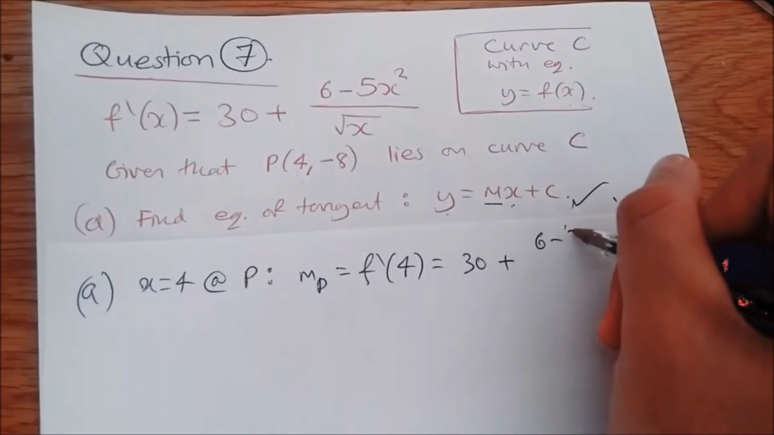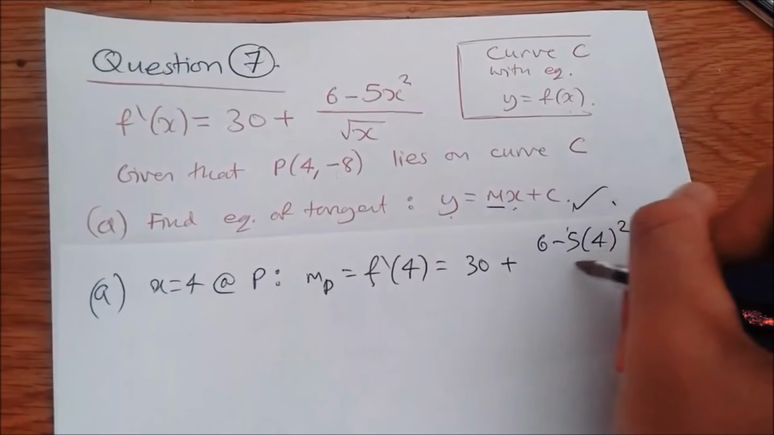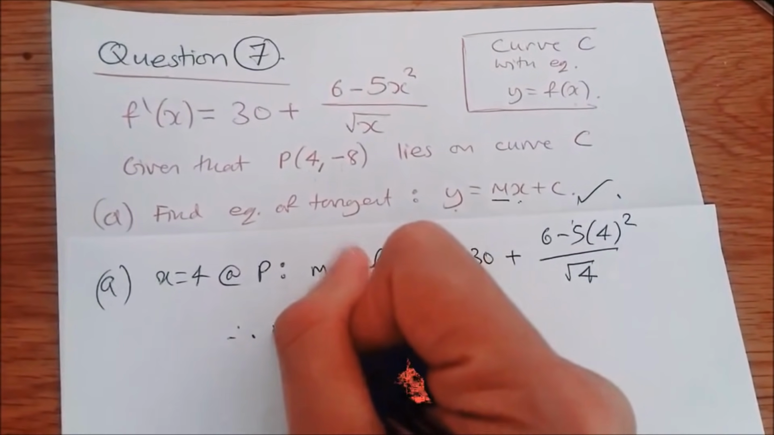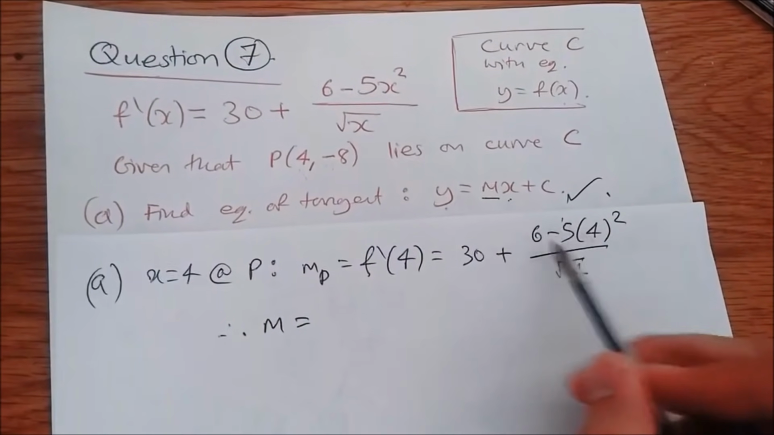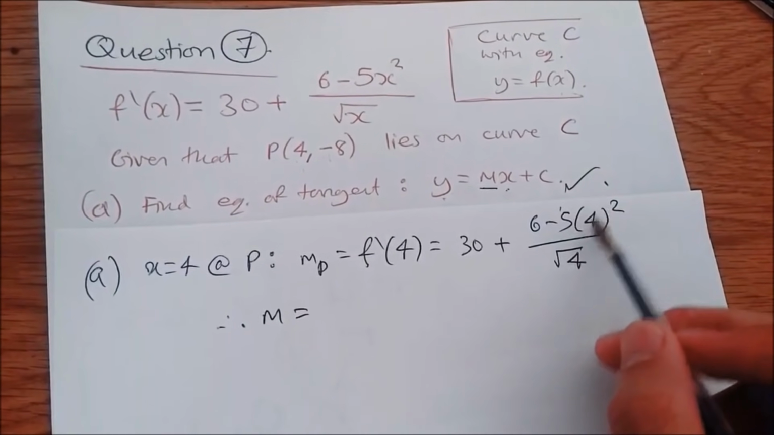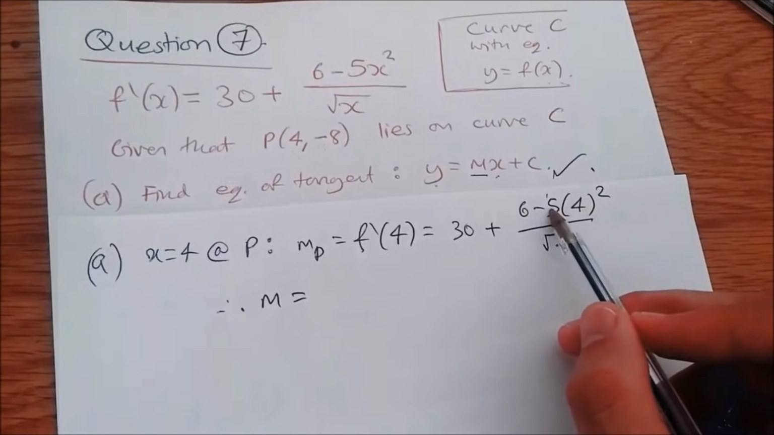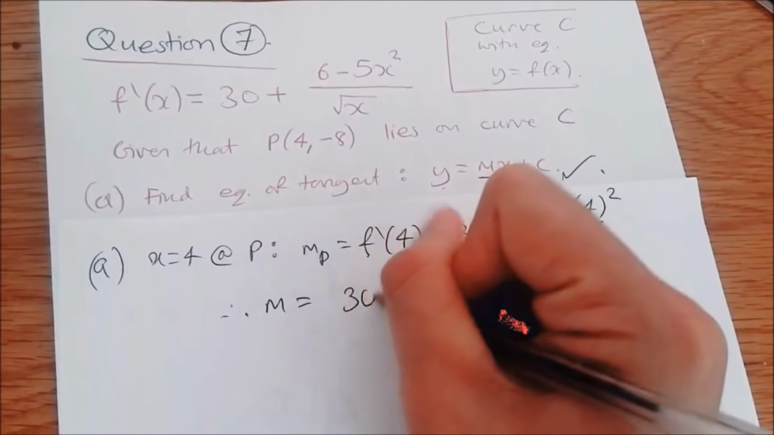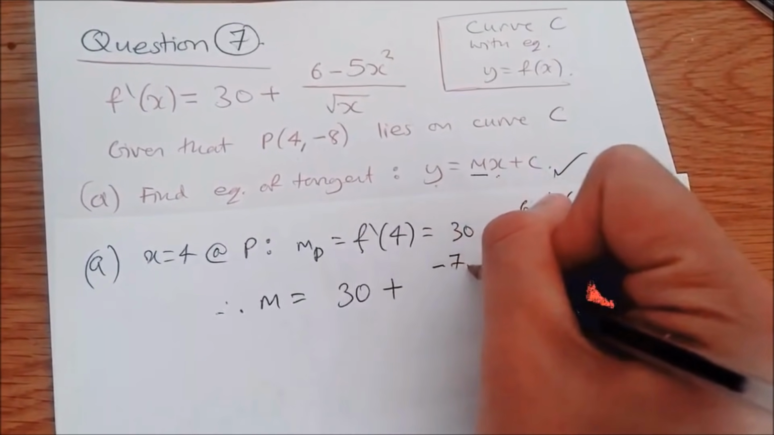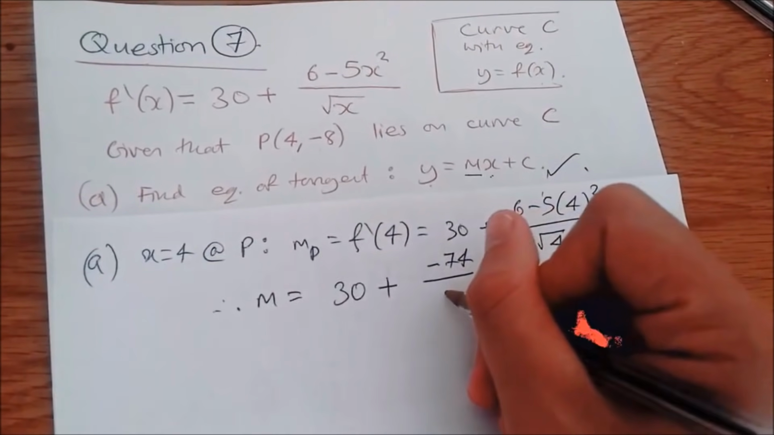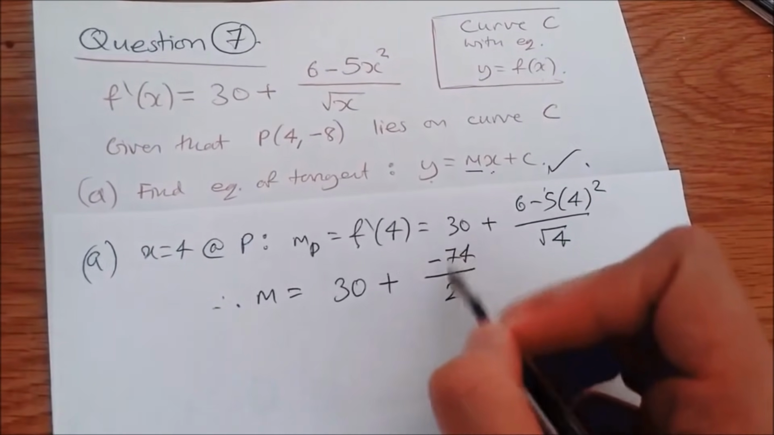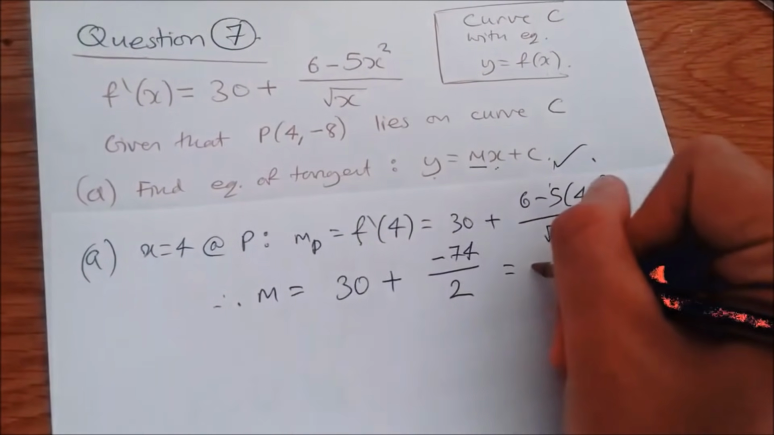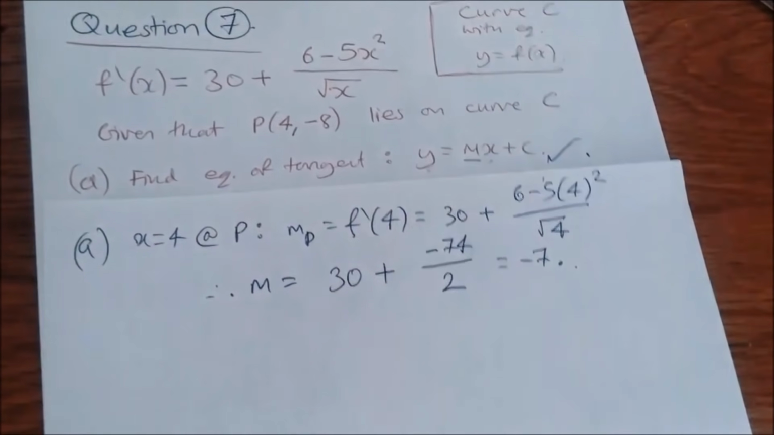30 plus 6 minus 5 times 4 squared over the root of 4. Now this is just a case of solving. So the gradient m, what's it going to be? So this part, we got 5 times 4 squared. 4 squared is 16. 16 times 5 is 80. 6 take away 80 is minus 74. So let's do it so far. 30 plus minus 74 over square root of 4 is 2. Now simplifying this part, half of minus 74 is minus 37, and then adding it to 30 will give us minus 7. Good. And that's it.